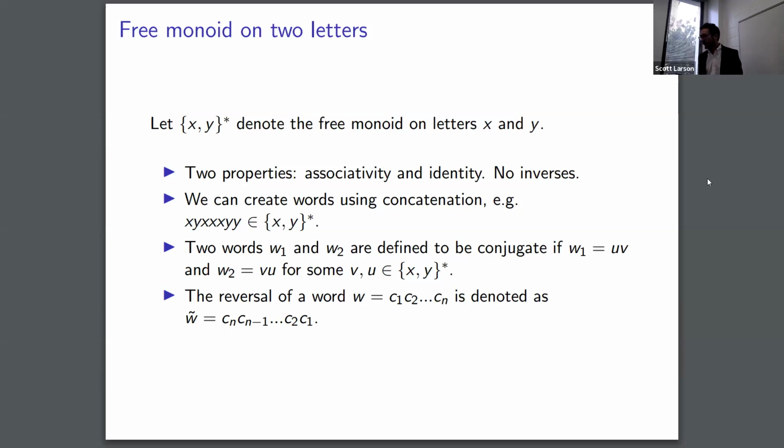and Y. And then we're going to define 2 words to be conjugate if, say, W1 equals UV and W2 equals VU for some U, V in the free monoid. And basically what that means, we can just cycle through the letters in a word. That gets us our conjugates. Notation thing here, the reversal of a word, W equals C1 to Cn, is denoted as W twiddle. Just put the letters in reverse order.